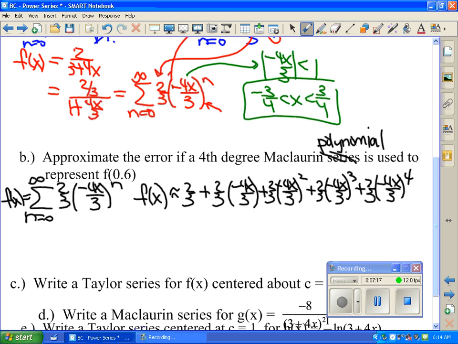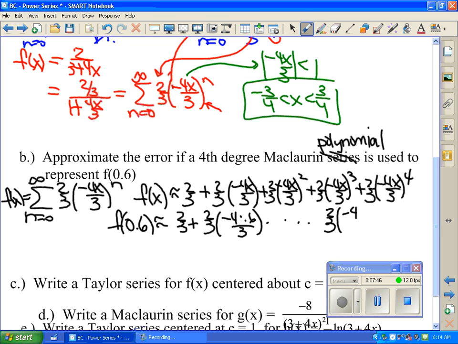Now do notice though that it is an alternating series. The first term is positive, then negative, the third term is squared, so technically it's positive, and so on and so forth. So for this to approximate the error, I can actually use the alternating series test and use the first omitted term. What this means is that f of 0.6 is approximately equal to 2/3 plus 2/3 times -4 times 0.6 over 3, and so on and so forth, out to 2/3 times -4 times 0.6 all over 3 to the fourth. And therefore my error is bounded by my first omitted term.